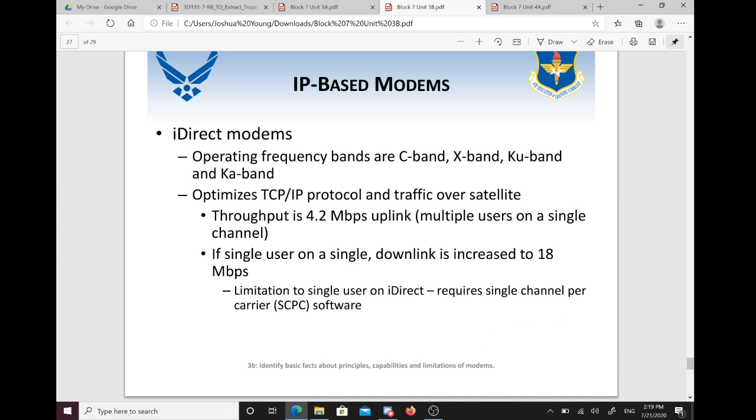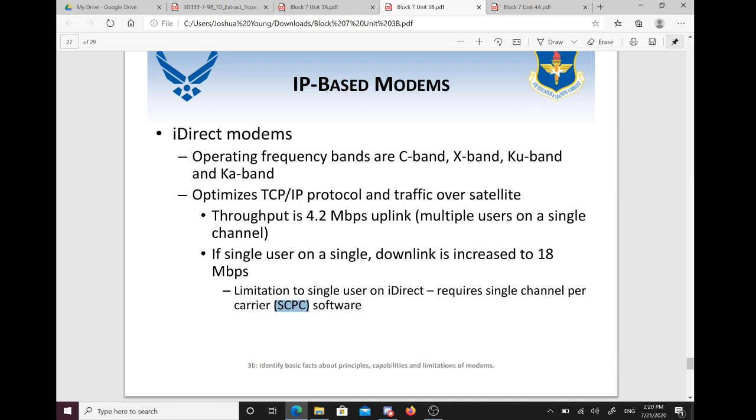I've never actually interfaced with this SCPC software, so I can't really expand on that. If you wanted to do your own research as to what this pertains to, you can, but I've never interfaced with it to be able to tell you what the single channel per carrier software is.